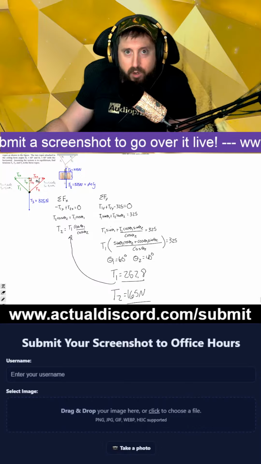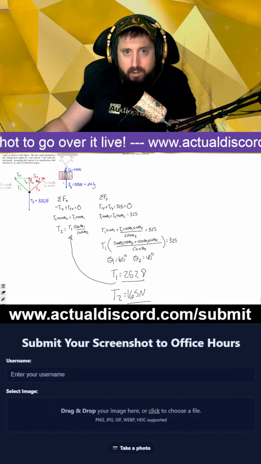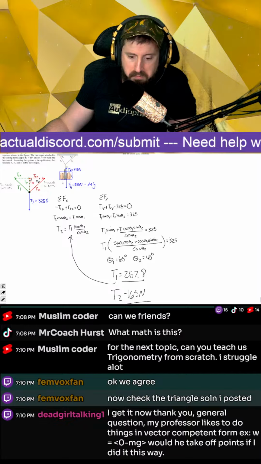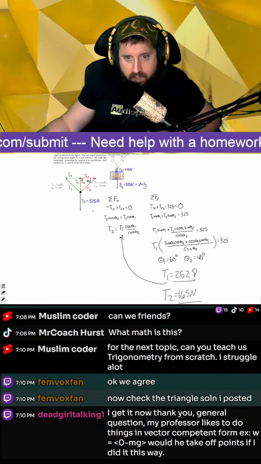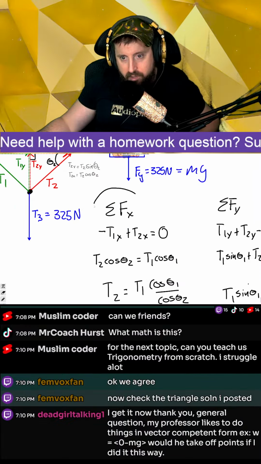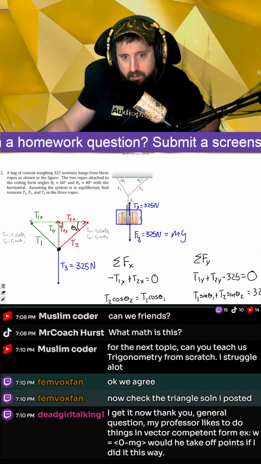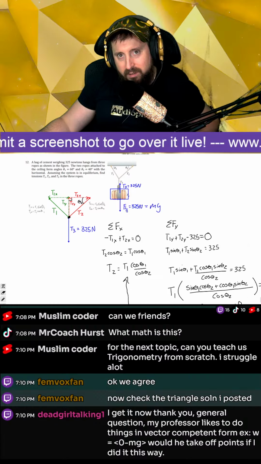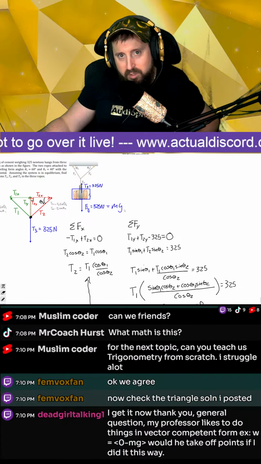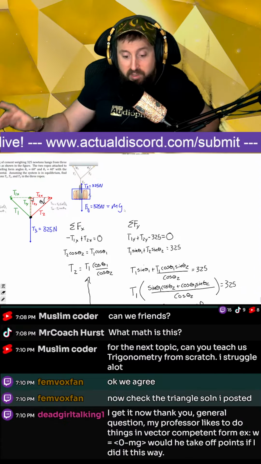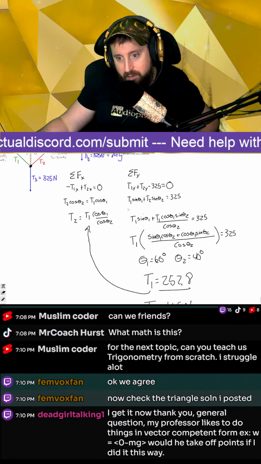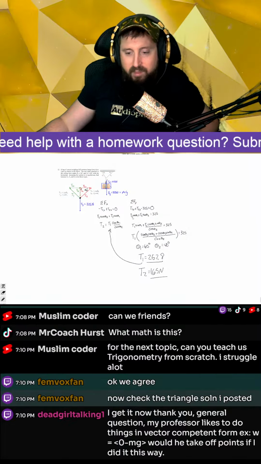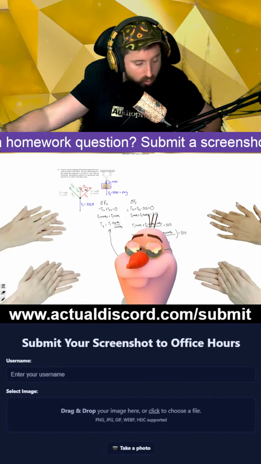I get it now. Thank you. General question. My professor likes to do things in vector component form. W is equal to 0 minus mg. Would he take off points if I did it this way? No. I think as long as you're separating things out into x and y, you're okay. Yeah. This is totally okay. W equals 0 minus mg. I think you mean 0 comma negative mg, right? You still have to do things in components. This is the only way to do it. Anyways. Nice. Good question.